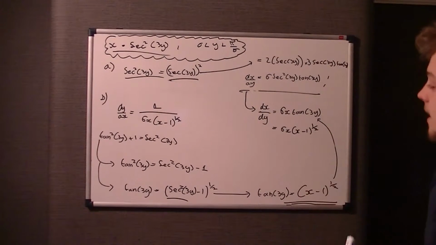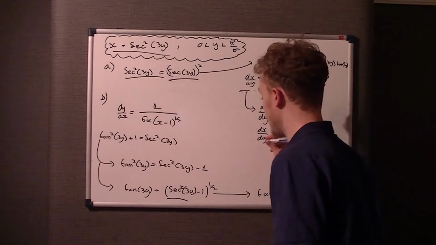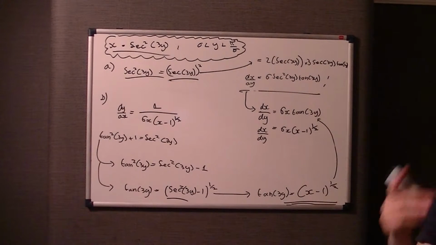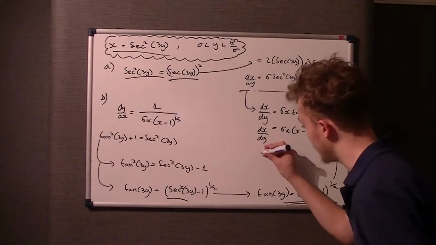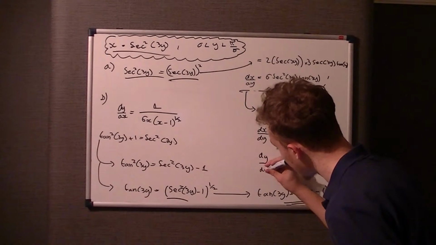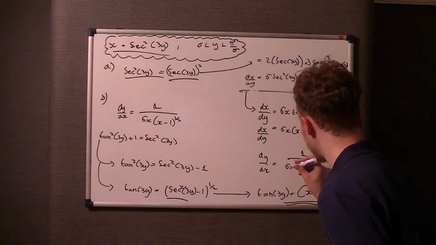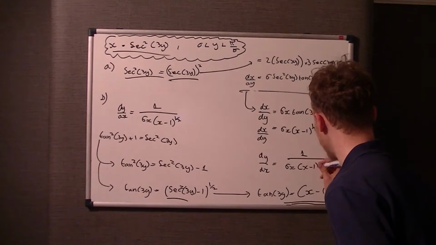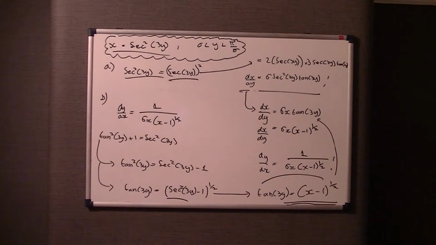But remember, that is what dx dy is, and we want dy dx. Okay, and dy dx is 1 over dx dy, so we do the reciprocal of either side. So therefore we get dy dx is equal to 1 over 6x brackets x take 1 all to the power of a half, and that gives you your end answer. Okay, so that is the end to part B.